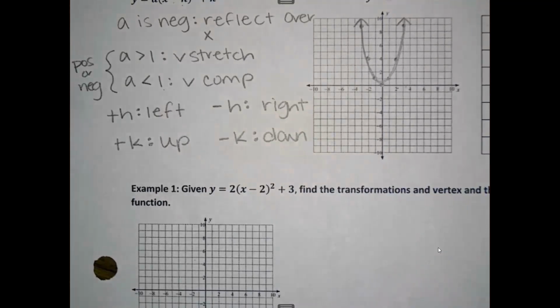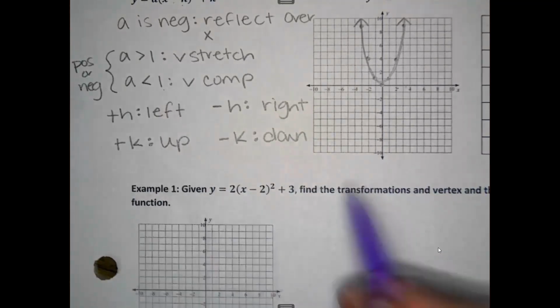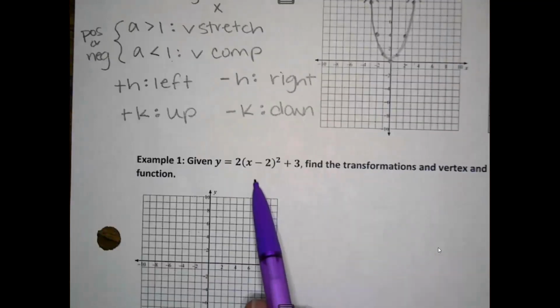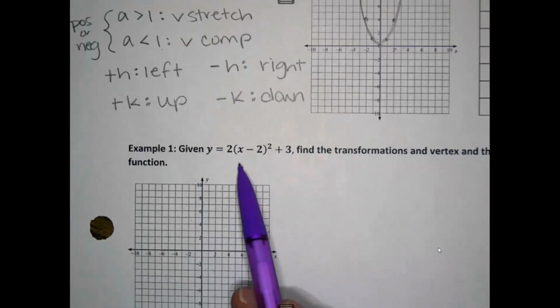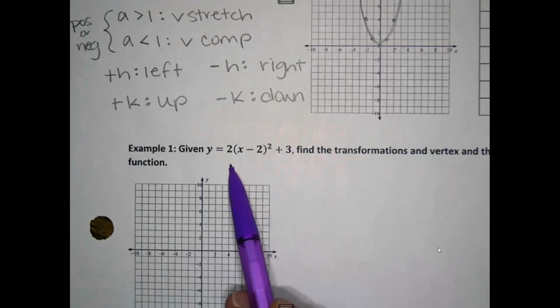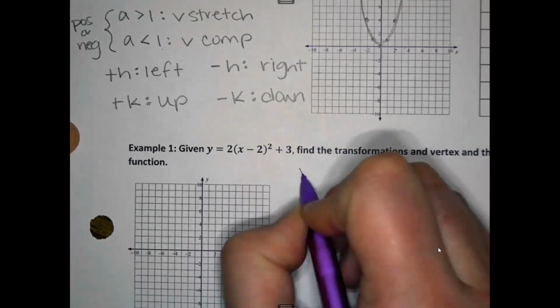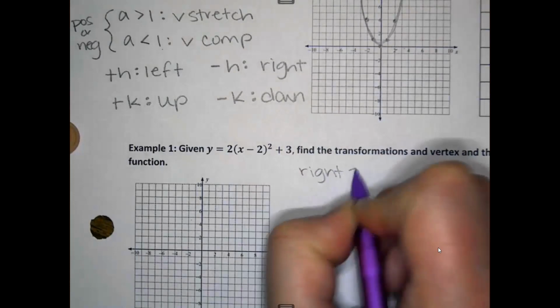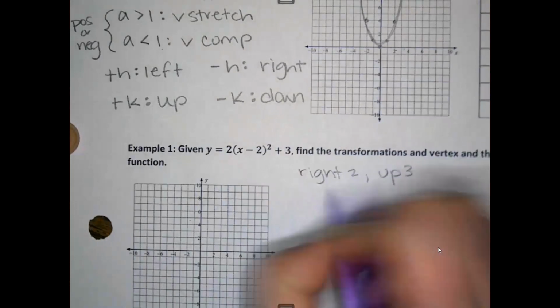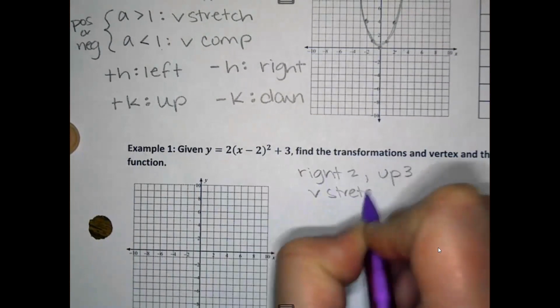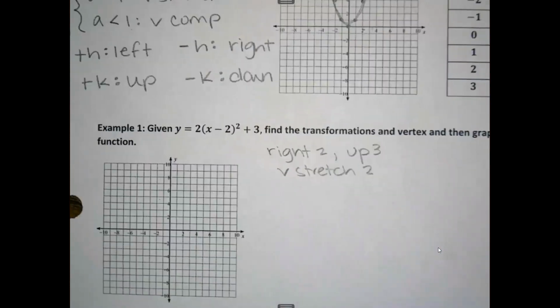Thank you. Okay. So if we look at example 1, what are the transformations for example 1? Right 2, right 2, up 3, and what was the first one? Vertical stretch. So just like we've been doing, right? The transformations aren't any different than what we've done before.